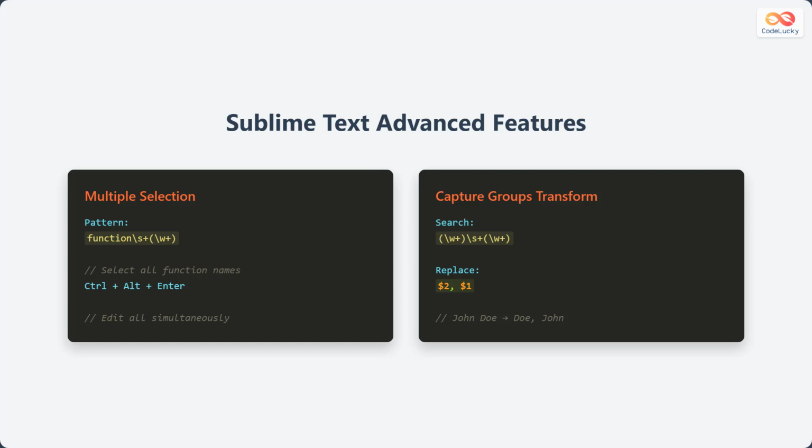Sublime Text advanced features. Dive deeper into Sublime Text with these advanced regular expression features. One is multiple selection. You can use the pattern function\s+\w+ to select all function names with Ctrl+Alt+Enter and edit them simultaneously. Another is capture groups transform. In the search field, use (\w+)\s+(\w+), and in the replace field, use $2 $1. This will transform John Doe to Doe John.